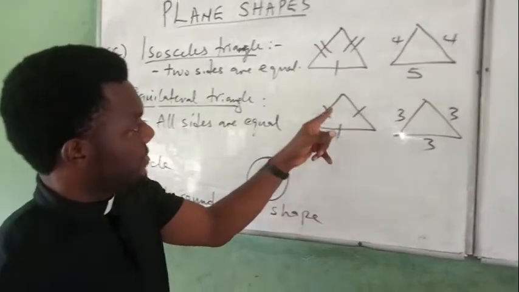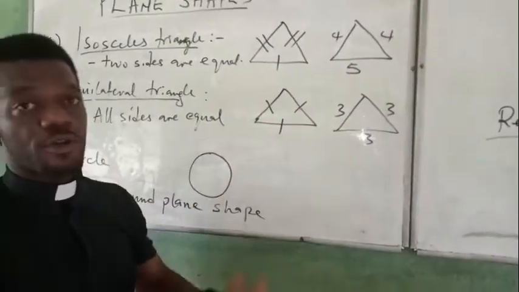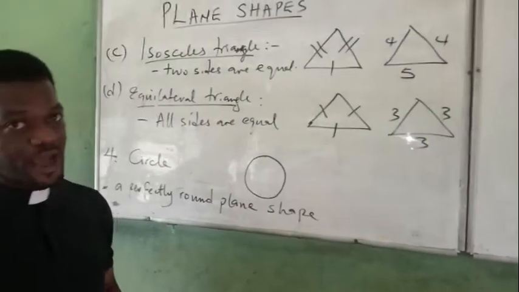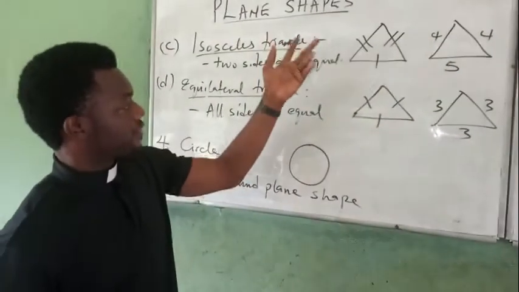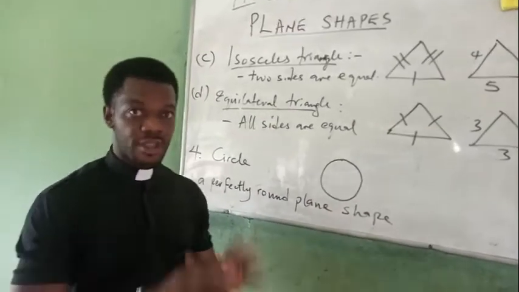So you see the sides, meaning that all the sides are equal. 3, 3, 3. So all the sides of an equilateral triangle are equal. Remember, in an isosceles triangle, two sides are equal. So with that, we have finished our discussion on triangles.